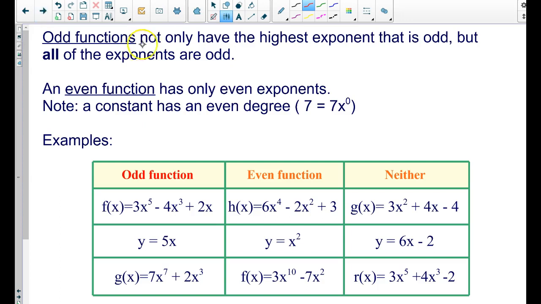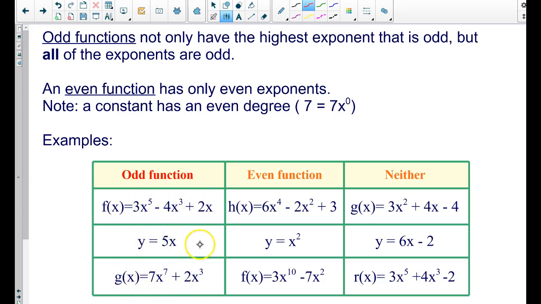Okay, so odd functions not only have the highest exponent that is odd, in other words, it's an odd degree, but all of the terms have exponents that are odd. So it's a special case of a function with odd degree. Everything is odd. An even function has all the terms with even exponents.